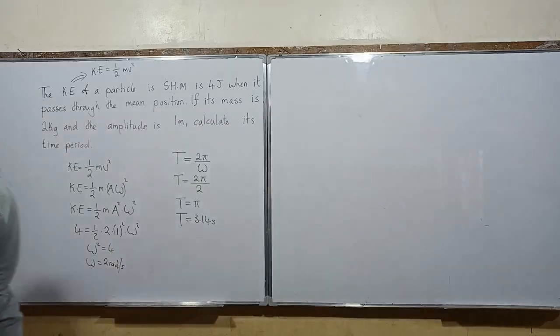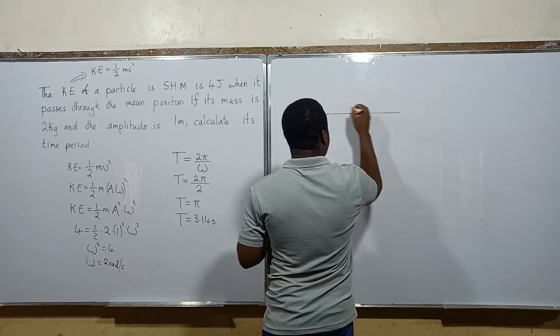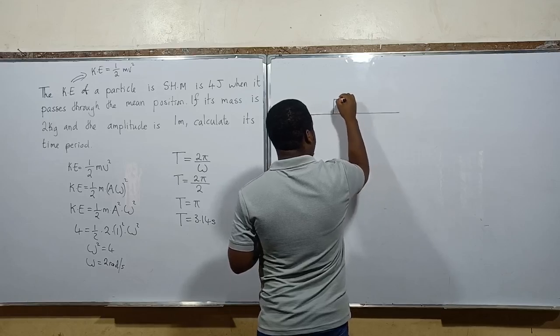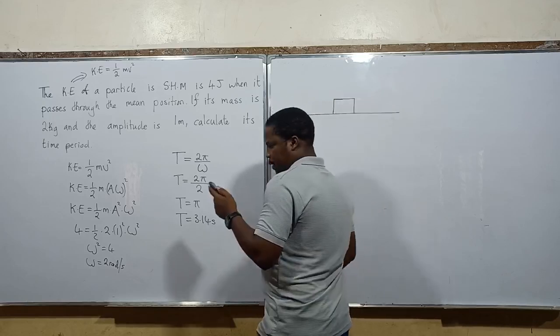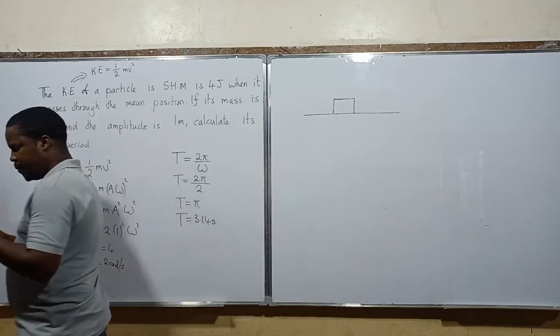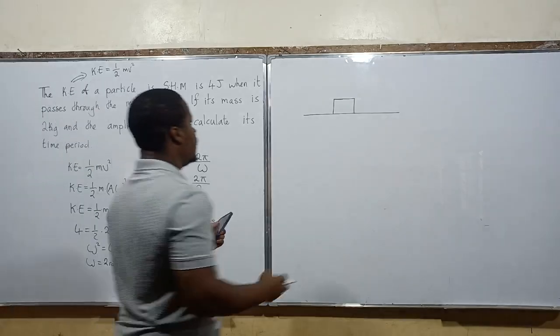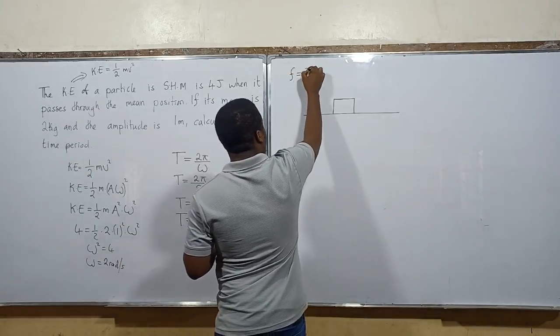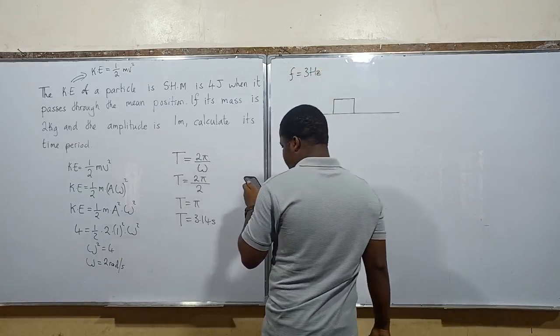So, question 4 reads, a block is kept on a horizontal table. I'll be drawing the diagram, you write the question. A block is kept on a horizontal table. This is our block with our horizontal table to match. The table is undergoing simple harmonic motion with a frequency of 3 Hz. Frequency, 3 per second. What else do we have?